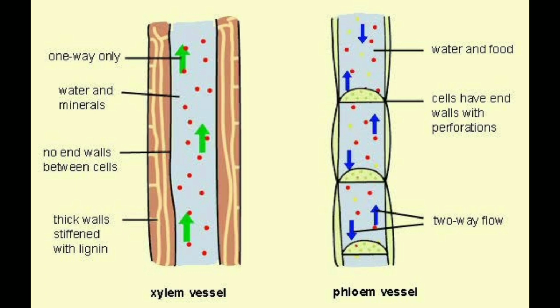झायलेमचं काम आहे फक्त वॉटर आणि मिनरल्स to carry the water and minerals from roots to the leaves, and phloem has the work to carry food items from the leaves to the each and every parts of the body. So these are the functions of the xylem and the phloem.